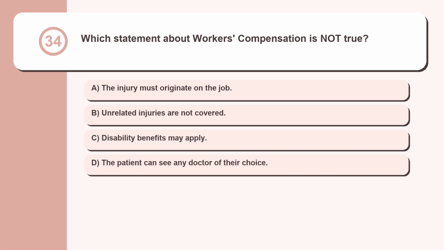Question 34. Which statement about workers' compensation is not true? Here are your options. Option A. The injury must originate on the job. Option B. Unrelated injuries are not covered. Option C. Disability benefits may apply. Option D. The patient can see any doctor of their choice.